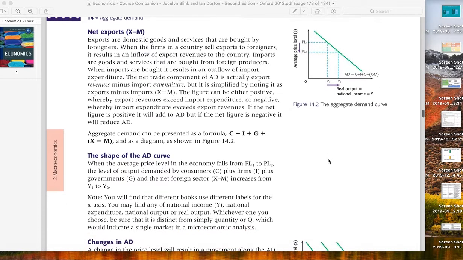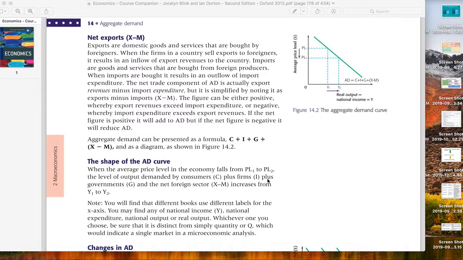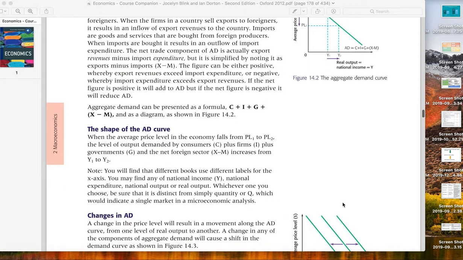The shape of the curve is important because that lets us know pretty much what's going on in the economy. So when prices change, we know the law of demand, the change directly impacts demand. For example, if the price level is going from PL1 to PL2, price is dropping, look what's happening to the output. It's increasing because as prices decrease, demand increases. So the level of output by consumers, plus the investment that firms put in, plus governments, plus the net foreign sector, increases from Y1 to Y2. It's not necessarily just one of those, or all of them, but the overall value increases, which is why we move along the aggregate demand curve and produce more units.